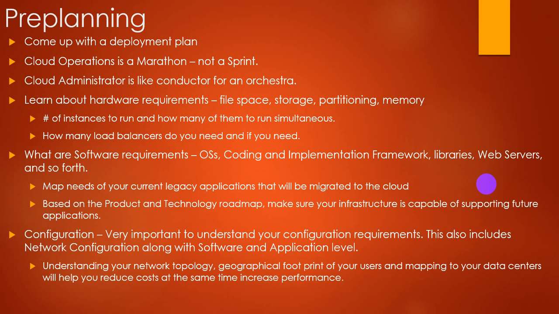It's also very critical for you to understand your legacy applications and what kind of dependencies there are in running those, and make sure that you map them before you migrate to the cloud. Not only legacy, you also need to have a strong understanding of your product and technology roadmap to make sure that your infrastructure is capable of supporting future applications, future versions of your applications, and their deployments. Configuration is also very critical. And configuration is not just about your application configuration, but also network configuration.